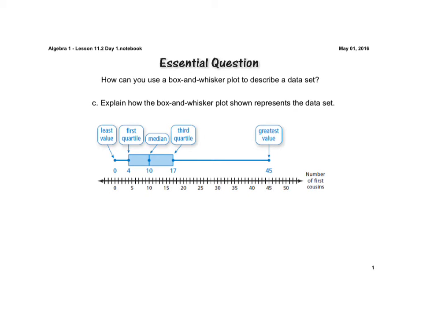Simpson. Tonight we're going to talk about a box and whisker plot. Here's just an example of a box and whisker plot, talking about the number of first cousins that people have. We'll go ahead and talk about these. Hopefully it's something you've seen before.